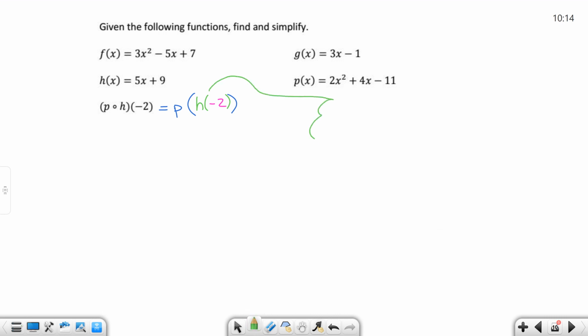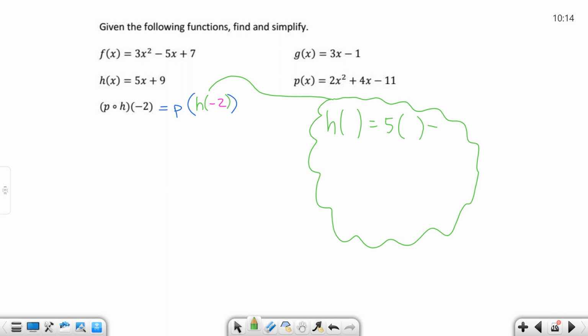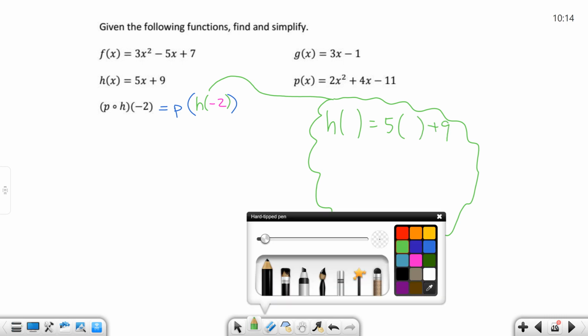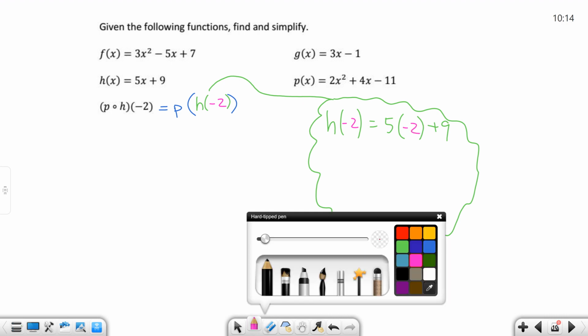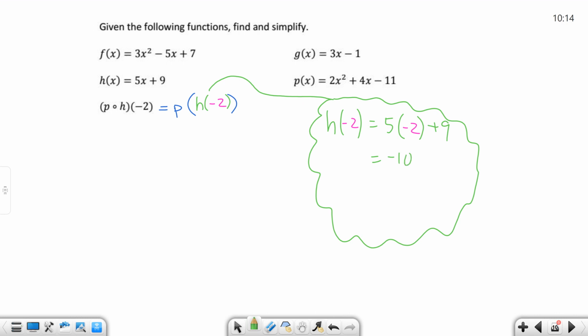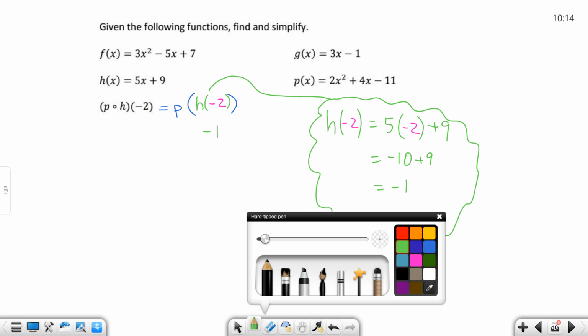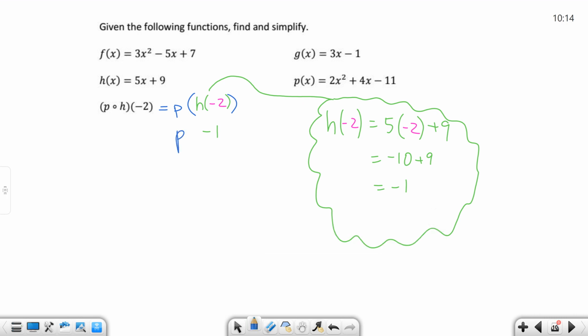That's right. I'm going to come over here in a thought cloud, and I'm going to find H of negative 2. Okay? So H of something is going to be 5 times something plus 9, right? And that something is negative 2. So that's going to give me negative 10 plus 9 is negative 1. So this is now negative 1, and I have P of negative 1. Because I went over there and found this, and I took this number and brought it back in here, okay? So now this is normal evaluation of a function, right?